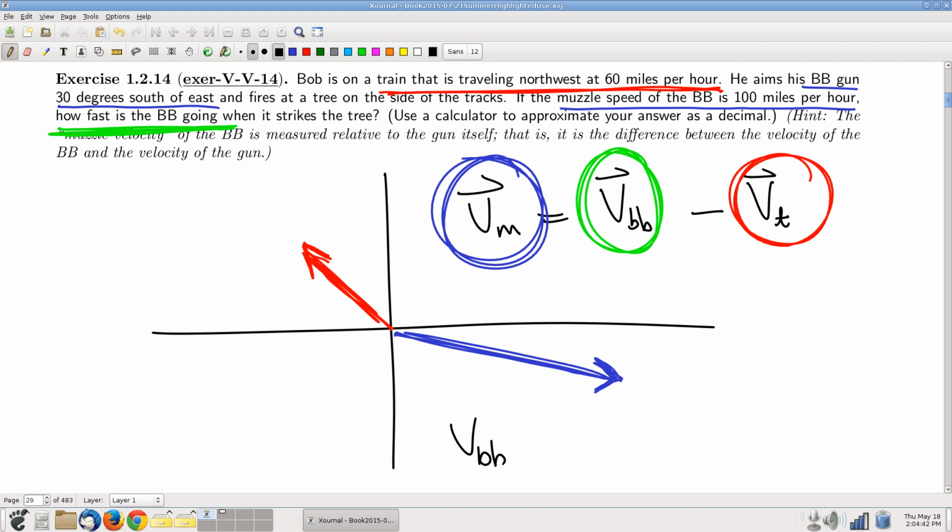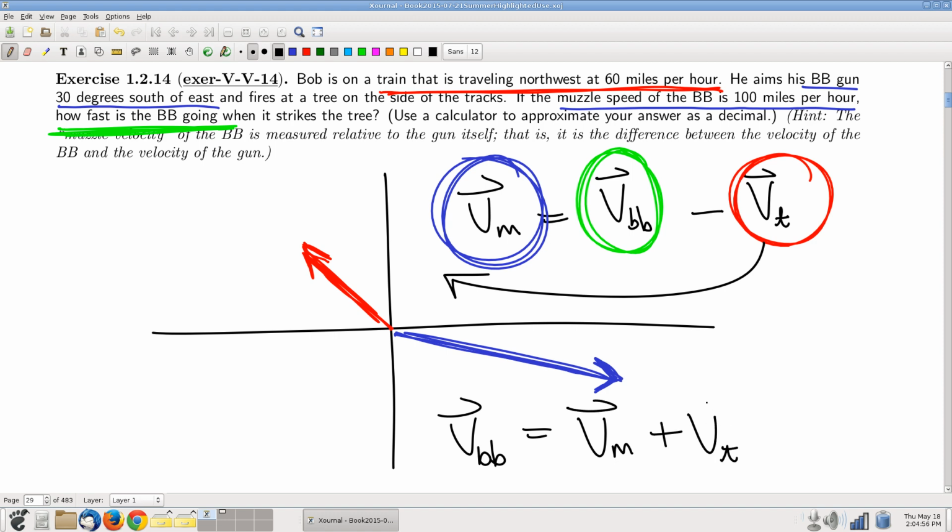Not surprisingly, what we're going to do is take that red vector and bring it over to the other side of the equation. The velocity of the BB is the muzzle velocity plus the velocity of the train. You might think of it this way: there's two things that are making the BB do what it's doing. The BB started off moving along with the train, right? Before he pulls the trigger, the BB is already moving with the train. And then in addition to that, it's also picking up whatever velocity the muzzle gives it. So that's just an intuition for where that comes from.